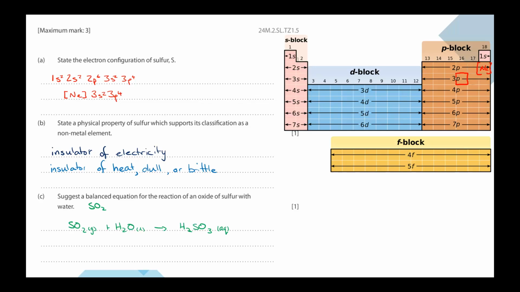There is another option, which is SO3, so sulfur trioxide. I personally prefer this one because it goes to my favorite acid, but either one's fine. So SO3 gas plus H2O liquid goes to H2SO4, sulfuric acid, aqueous. So those are our answers right there.